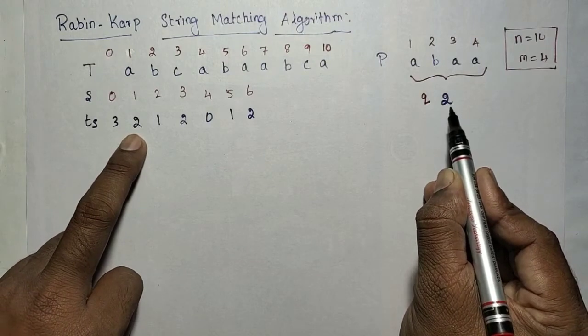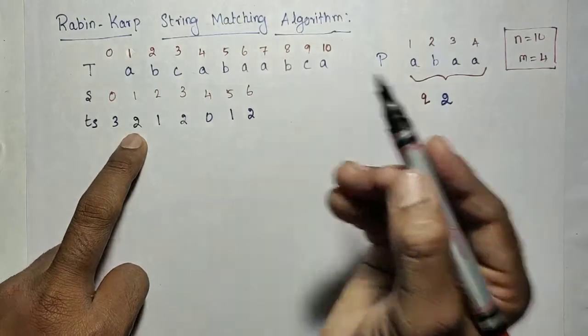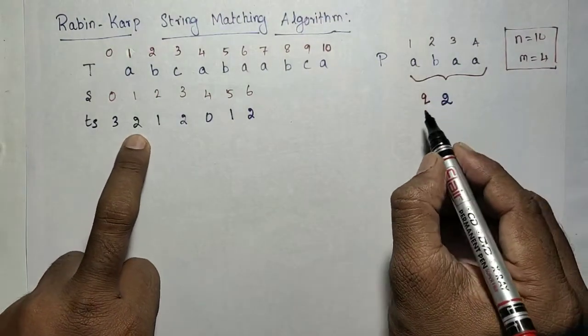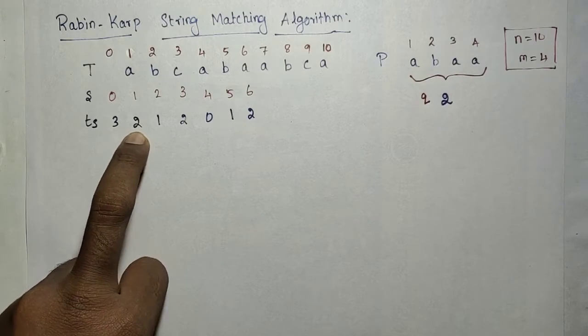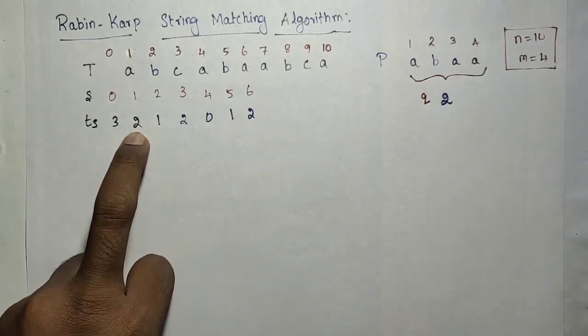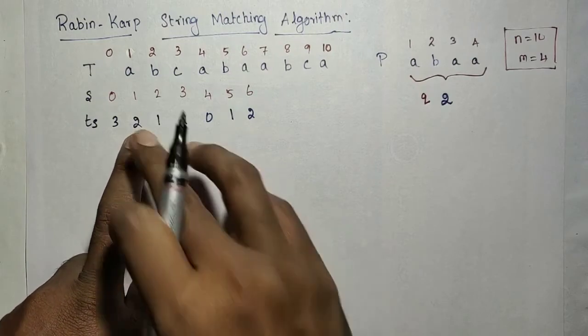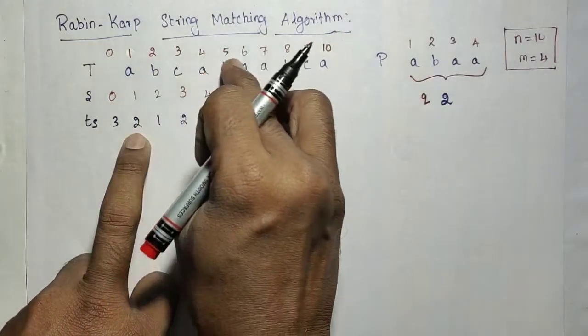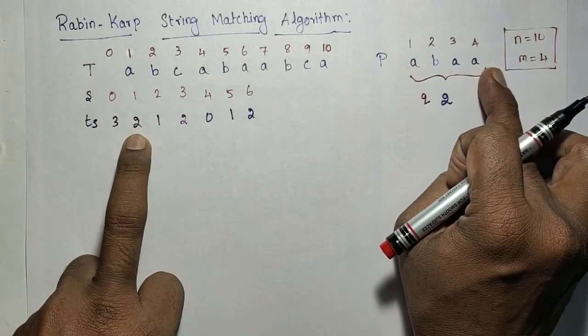Both are equal means that there is a possibility that the pattern matches with these 4 characters. So only 2 equal to 2 does not mean the pattern is found, be clear. It means only that the possibility is there. Then we need to do the character by character matching. So this 4-character comparison will happen, BCAB will be compared with ABAA.